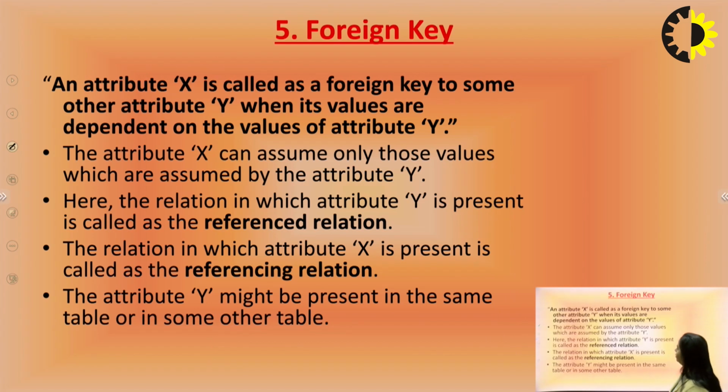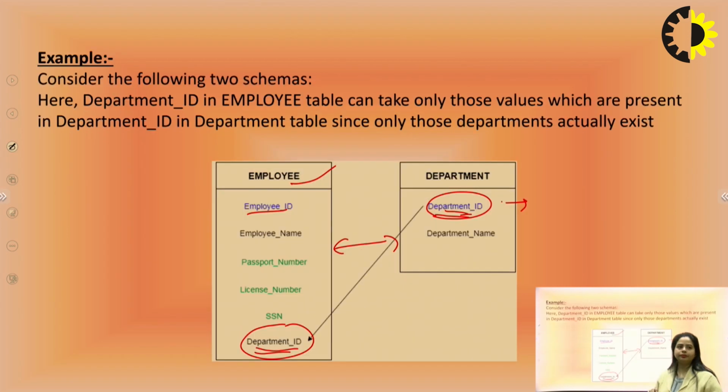So let's go back to the definition. An attribute X is called a foreign key to some other attribute Y when its values are dependent on the values of attribute Y. So here we are talking about the department ID, according to this example. The relation in which attribute Y is present is called the reference relation, and the relation in which attribute X is present is called the referencing relation.